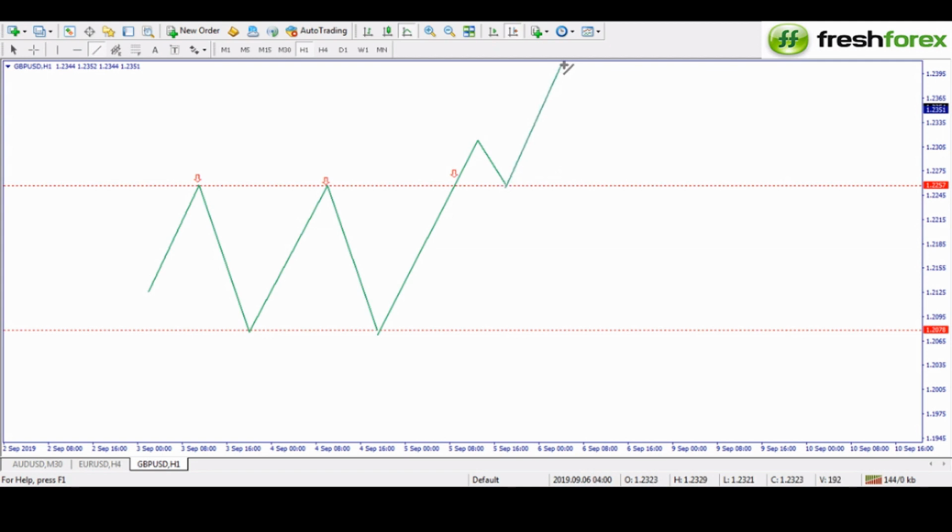Continue to the downside. So this should now be a sell place. This should now be a sell place. This is another bearish breakout. This is a bullish breakout. This one is a bearish breakout.